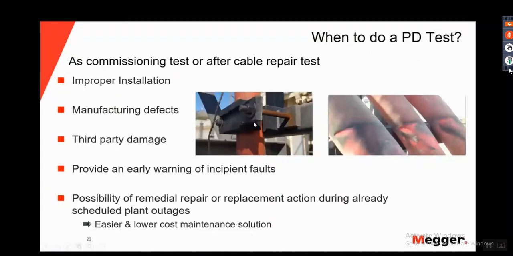As you can see in these pictures, the person who fixed the cable in the holder exceeded the torque, and for this reason deformed the insulation of the cable. For that kind of problem, partial discharge will help us. It provides an early warning of incipient faults, and we will have the possibility of remedial repair or replacement during an already scheduled planned outage.